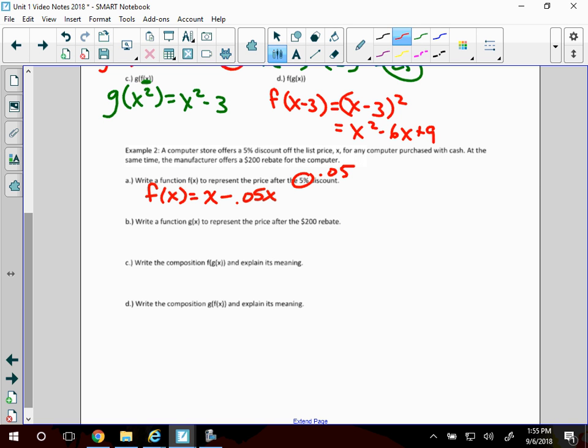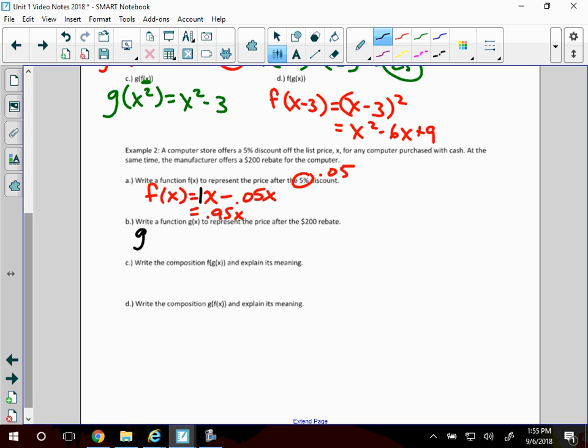The other way of thinking about this is if I have 100% that I'm paying and I have a 5% discount, I'm really paying 95% of the price. So if you want, you could write that as 0.95x. And notice in this first function I wrote, if you simplified this by combining like terms, you would get 0.95x. So they end up being the same equation.